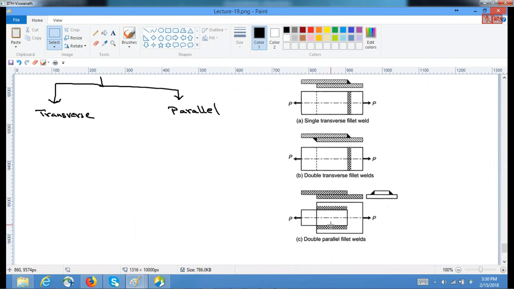Whereas in this case, the top plate is shorter in width, and the plates are attached along this length of the overlap, which is here. Whereas the earlier case was transverse, attached at this place and this place. Now it is attached along the length. So this is the parallel fillet weld, also known as longitudinal fillet weld. Since you have two, they are called double parallel fillet welds.